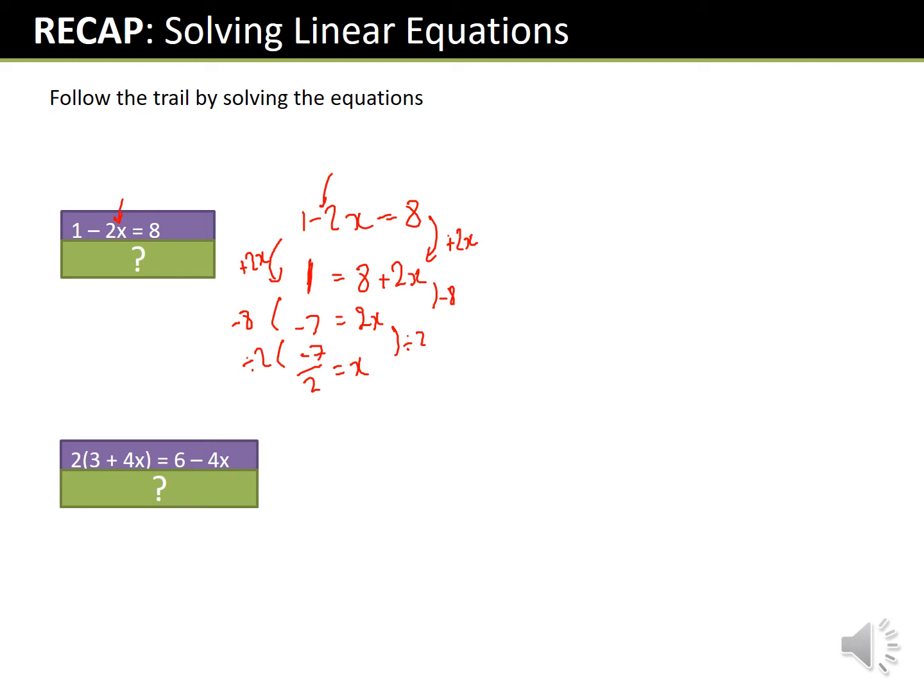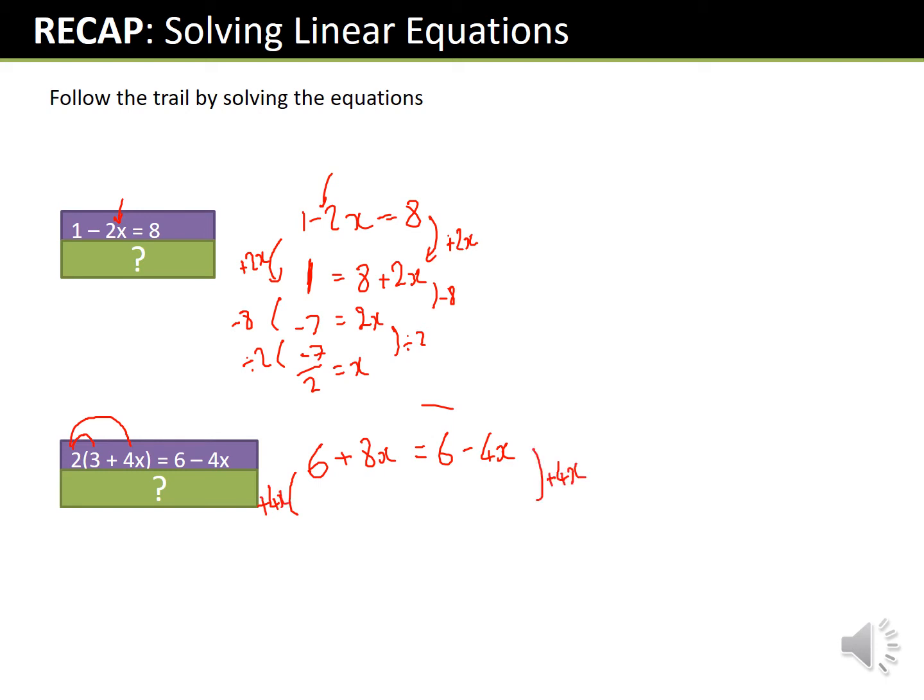Okay, this next one, a bit harder again. We've got to expand out this bracket first. So we times out the bracket, so we have 6 plus 8x equals 6 minus 4x. Then it's similar difficulty to the one a couple before where we've got an x on both sides. So what we're going to do is add 4x to both sides.